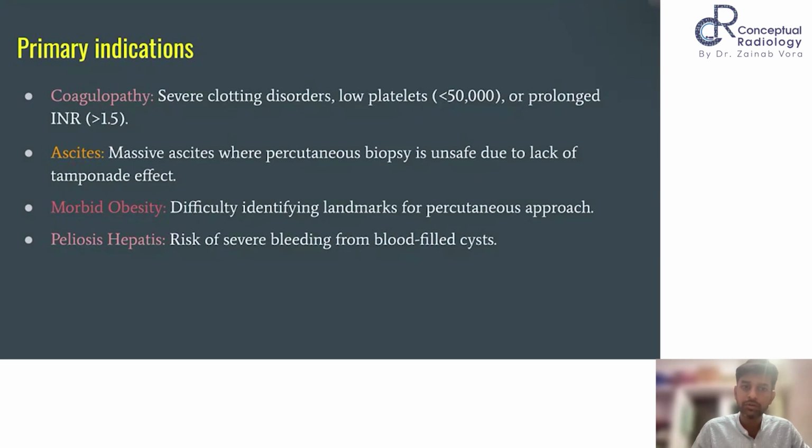So when we do TJLB, when platelets are low, INR is also deranged, and other coagulation parameters are also deranged, if the patient has all coagulation parameters deranged, then we prefer to do a TJLB. And whenever there is massive ascites, even after adequate drainage, then also TJLB is a very good procedure to do. Other thing is morbid obesity. So in morbid obesity, what happens?